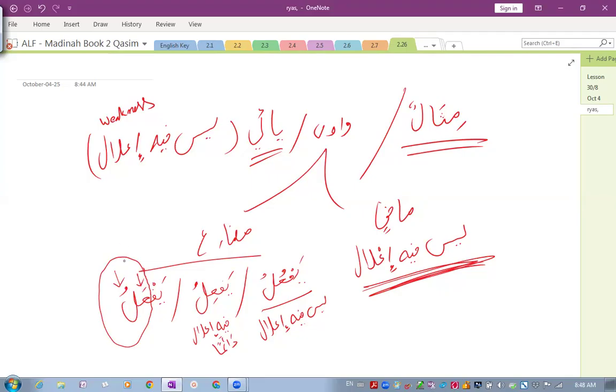One of these is a harfu halqi, and we know the huruf halqi are six: hamza, ha, ain, ghain, ha, and kha. If the ain radical or the lam radical is one of these six, then there is ilal, otherwise there is no ilal. So this is our mithal in terms of our revision, the whole thing.